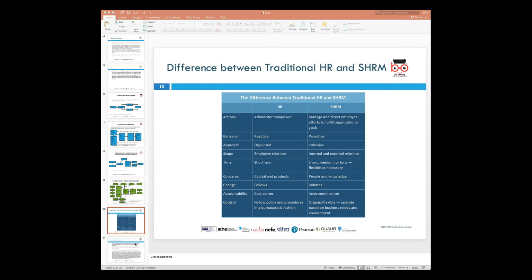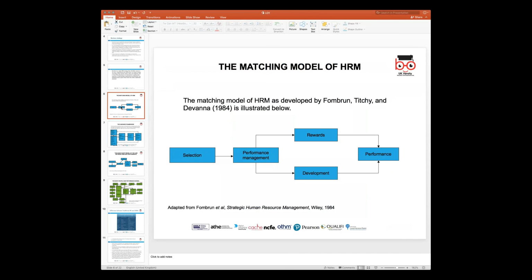If I go through this table in detail, the function of HR and the role of SHRM is easily differentiable when we look at some of these comparison parameters. Now, any questions, please feel free to ask me in the chat room, and I'll take them as they come along.